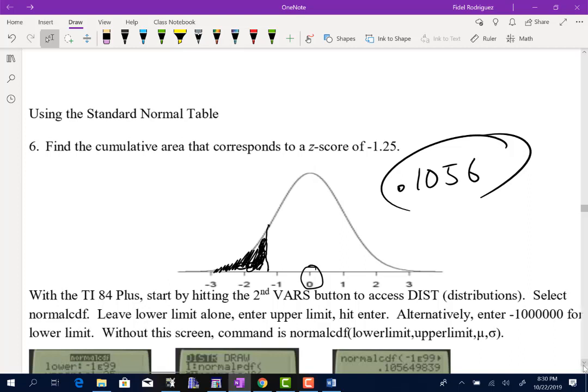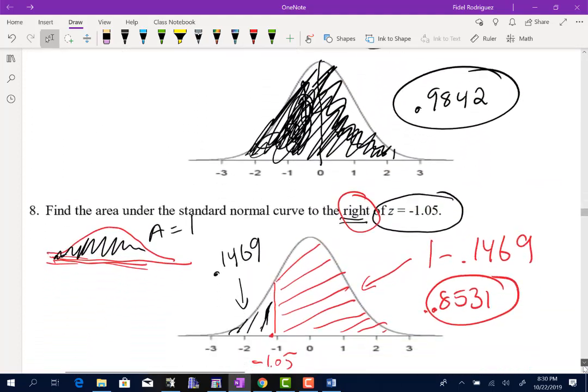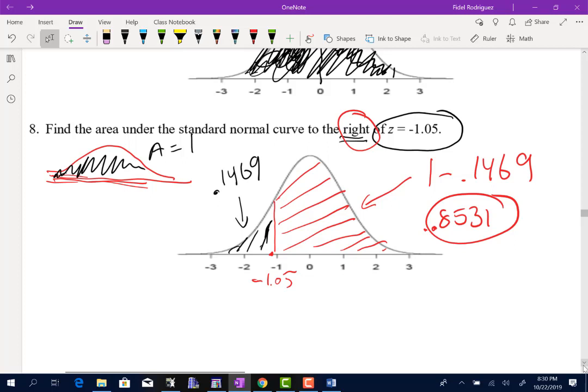That's right. So look, we'll do another one like that. Let's do this one here. Say to the right. We were doing this one here. We're finding the area to the right of what number? Negative 1.05.